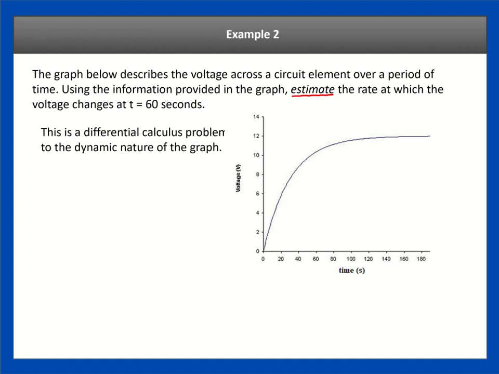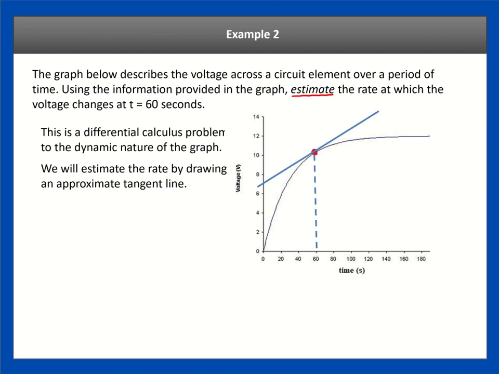So notice that the graph is dynamic. And so what we're going to do is estimate. We're going to draw an approximate tangent line, right? So, drawing this tangent line, this is just an approximation here. If I look at 60 seconds and I mark that point on the graph, then let's say I drew that tangent line. And so we want to find the slope of that tangent line.